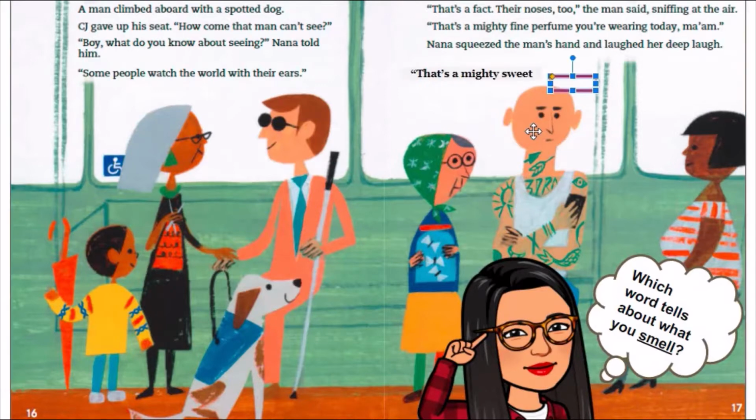So if we take a look at this page, the original sentence says, "That's a mighty fine perfume you're wearing today, ma'am." So I modify this slightly to change fine into sweet. That way, I can provide the word sweet as an example of a sensory word. Not only that, sweet is a versatile sensory word, so it's definitely important to include this word. This way, students know that you can use sweet to describe how something smells, as well as how something tastes.